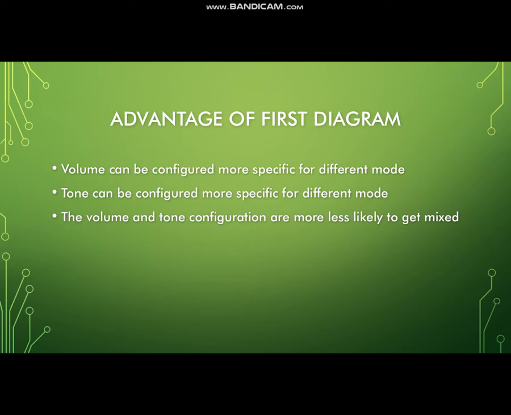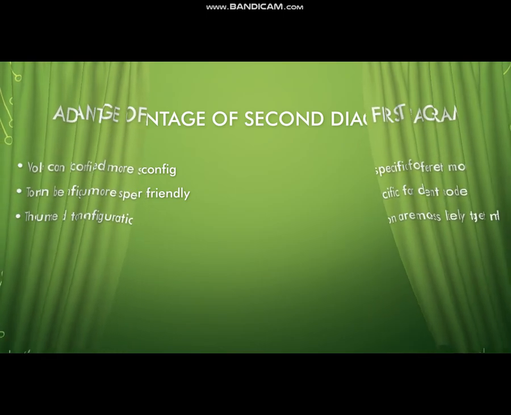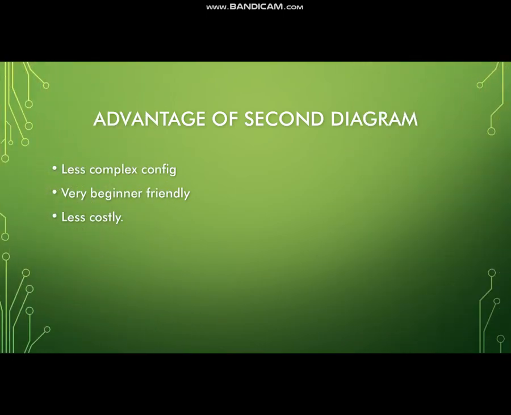And because of that, the other advantage of the first diagram is that the configurations are less likely to get mixed. Whereas in the second diagram, because they are only using one instead of two, the mode changes when you pull or push the tone. Hence it means you can't put two separate configurations for volume and tone instantly.